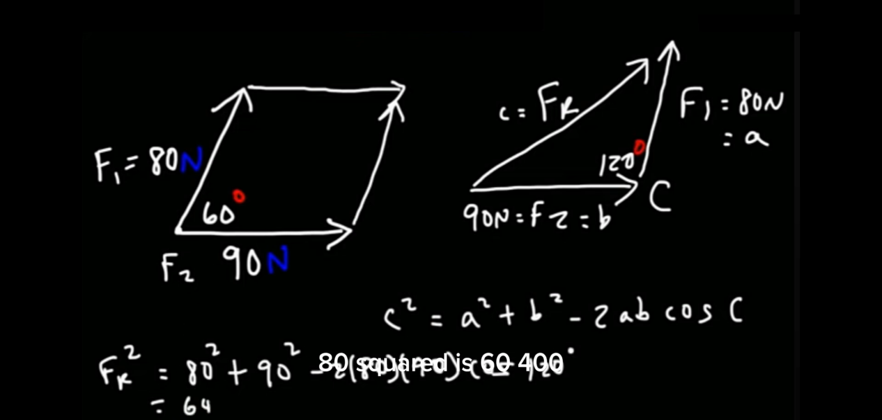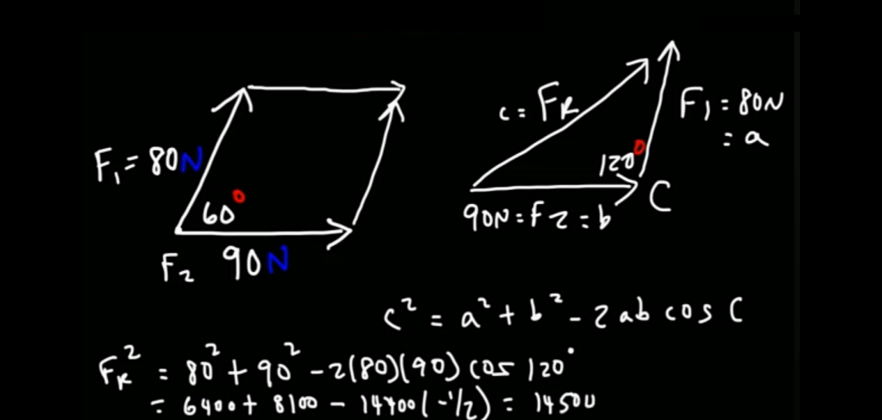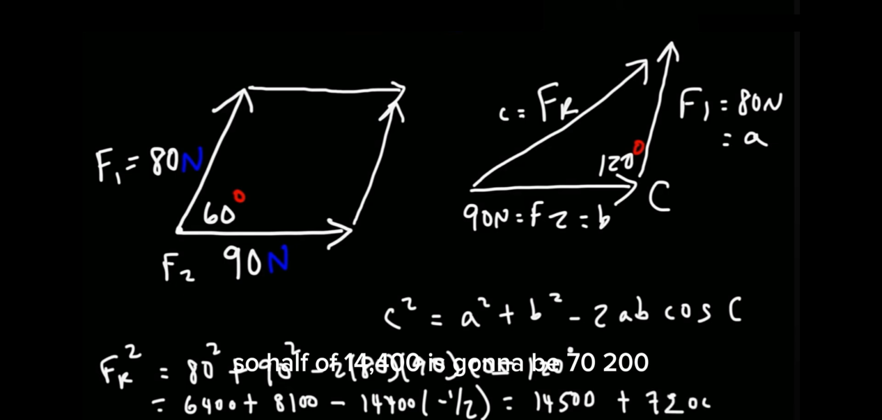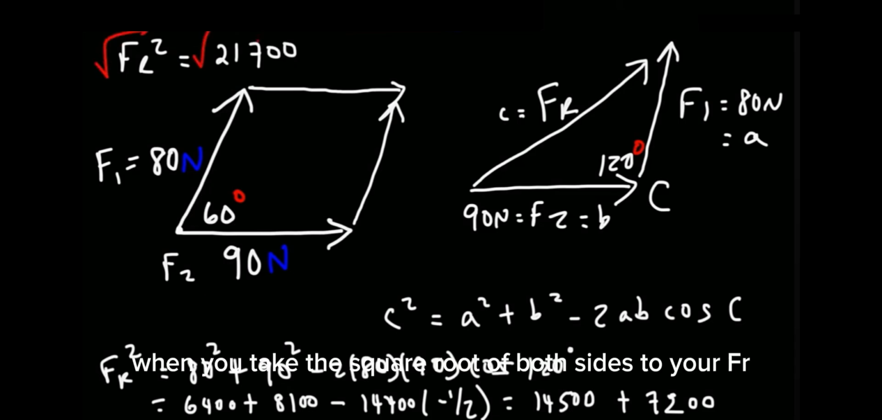80 squared is 6,400. 9 squared is 81, so 90 squared is going to be 8,100. 2 times 80 times 90, that's 14,400. And then cosine 120 is negative 1/2. So 6,400 plus 8,100, that's 14,500. The two negative signs will cancel, and then half of 14,400 is going to be 7,200. So we have 14,500 plus 7,200. So FR squared is 21,700. Now we need to take the square root of both sides to get FR.